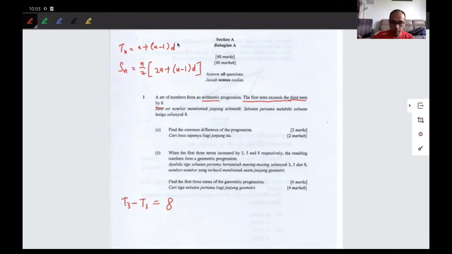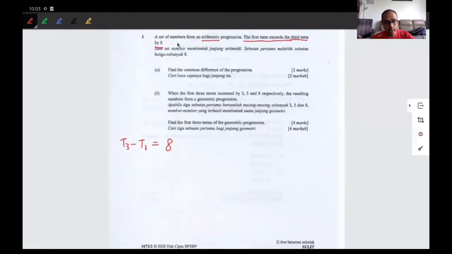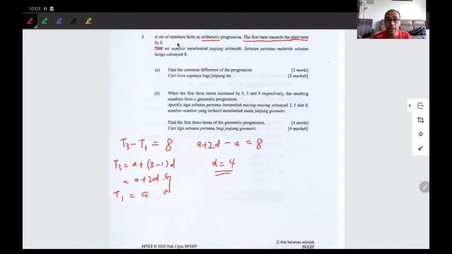So T3 minus T1 equals 8, and we can put this in. Since n equals 3, T3 will be A plus 3 minus 1 D, so this will be A plus 2D. T1 is equal to A, obviously, because the first term is A. So if I combine these two, I will get A plus 2D minus A equals 8. So I will get D equals 4.